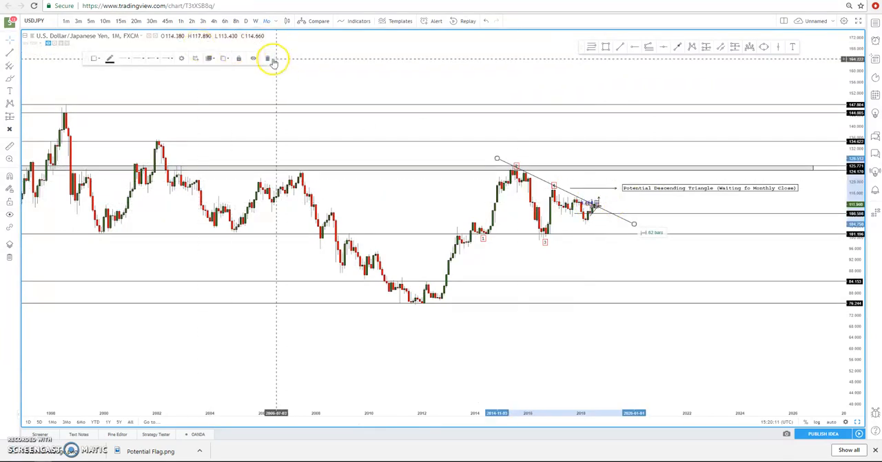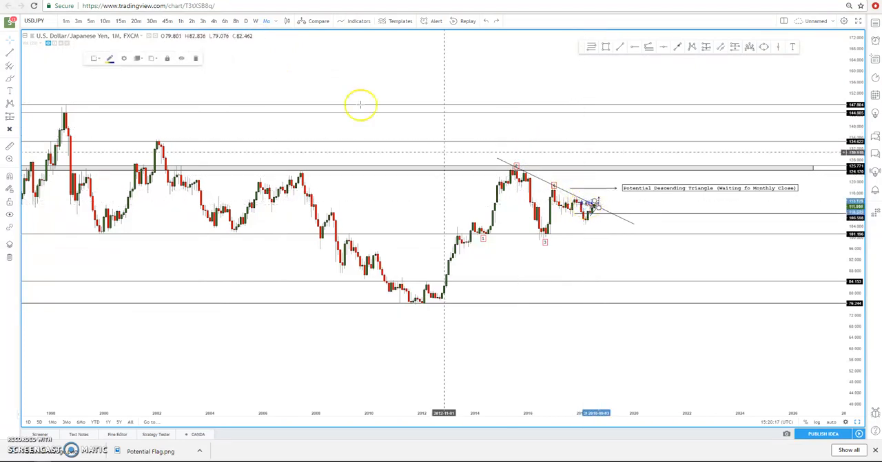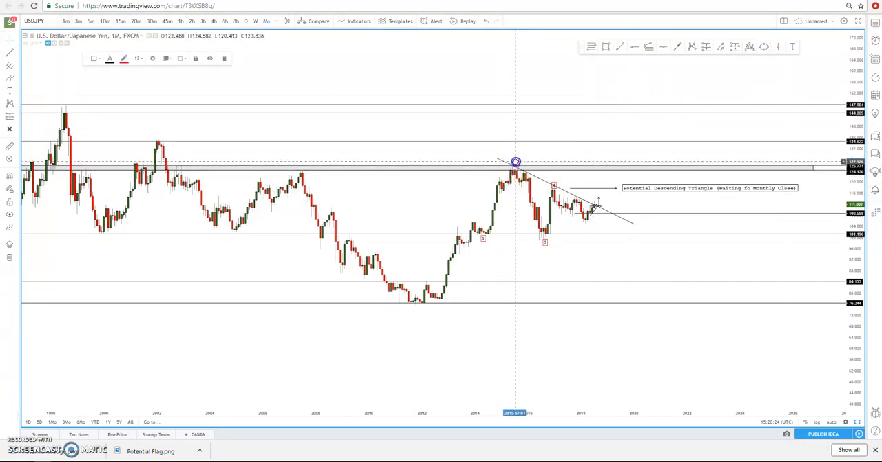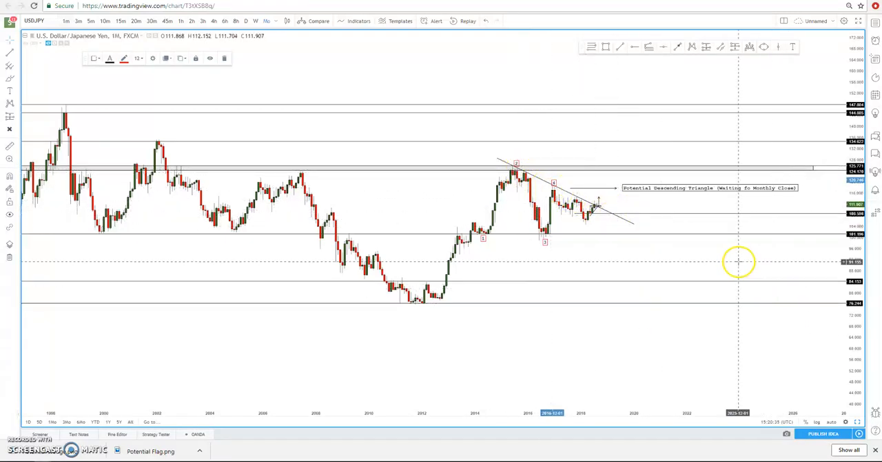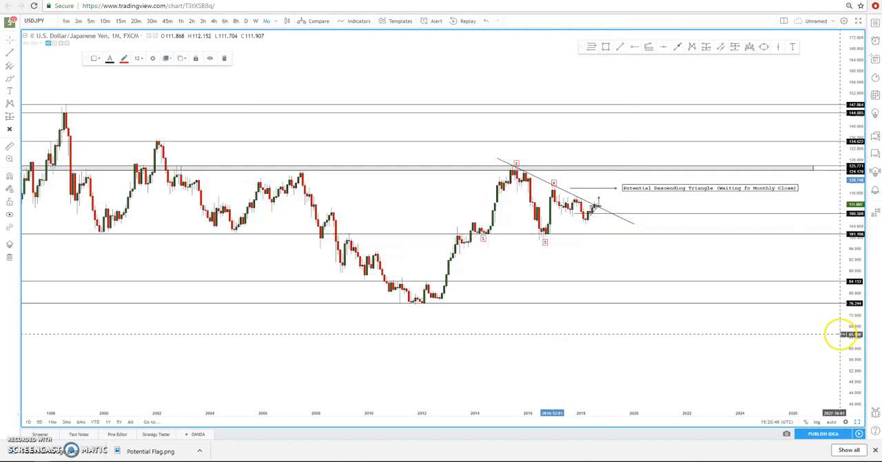Okay. So yes, we had a monthly close which closed above. It wasn't a strong close above, but we had a monthly close which closed above a descending trend line here, and I thought this could potentially be a descending triangle, but we got a close above. So I'm waiting for next month's close to see what happens.